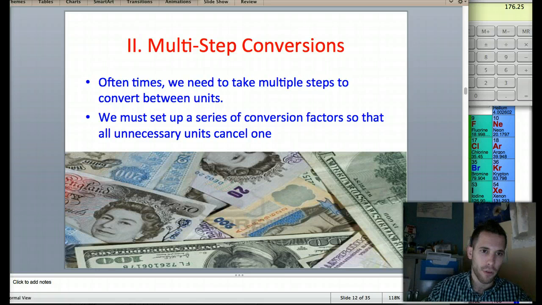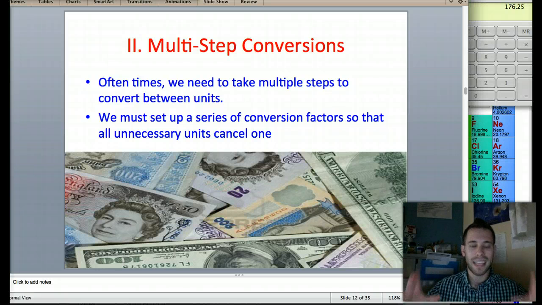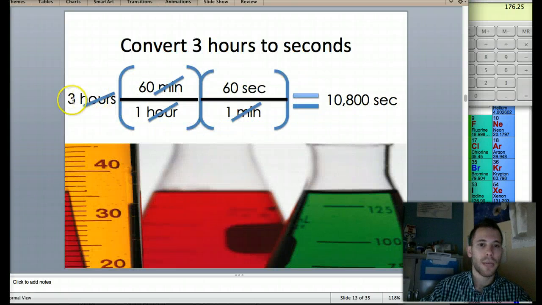Now, multi-step conversions involve taking one unit and putting it through a series of conversion factors to get the final unit that we really want to see. And it works like this. Say we have 3 hours, and I want to know how many seconds are in an hour. Can you tell me how many seconds are in an hour?